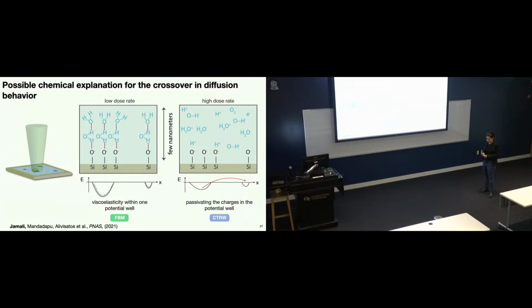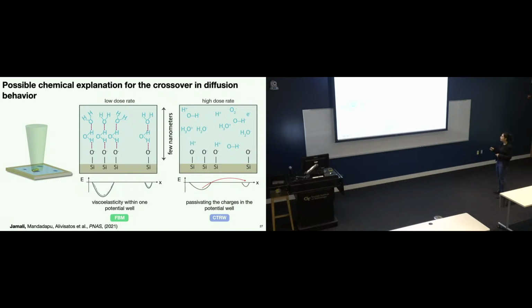The hypothesis that we came up with at the time was that we have this silicon nitride membrane in the liquid cell chamber that naturally has these silanol groups that are negatively charged. And then we have an aqueous environment where, at low dose rates, the water molecules are probably hydrogen bonding with these silanol groups, forming a viscoelastic layer next to the surface. The particle is interacting with these silanol groups on the surface, and because of this viscoelastic environment very close to the surface, particles start to behave as if they are moving in a viscoelastic medium, which is similar to fractional Brownian motion.